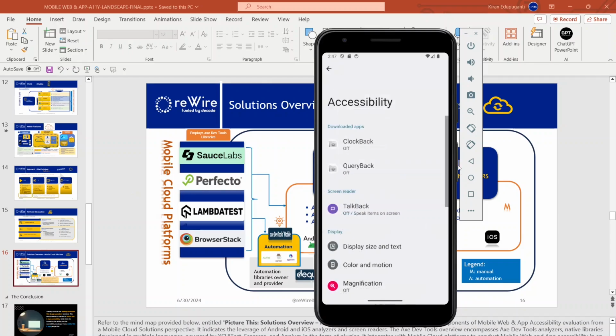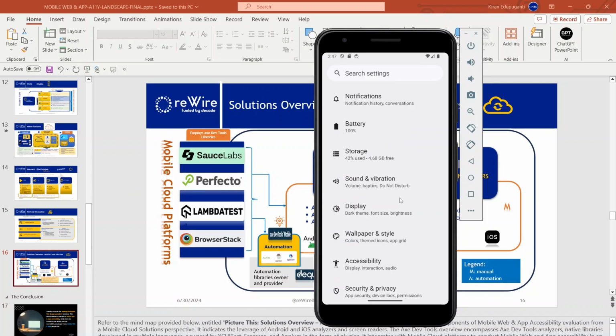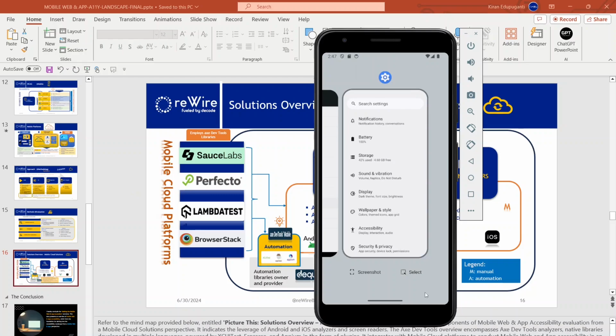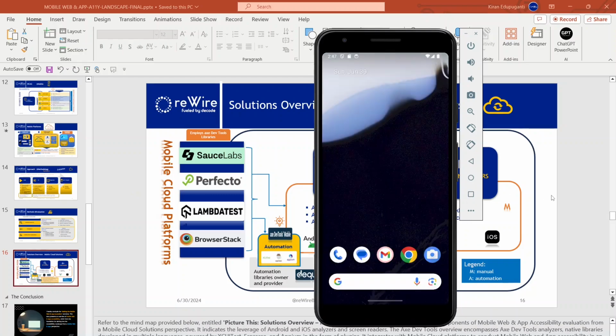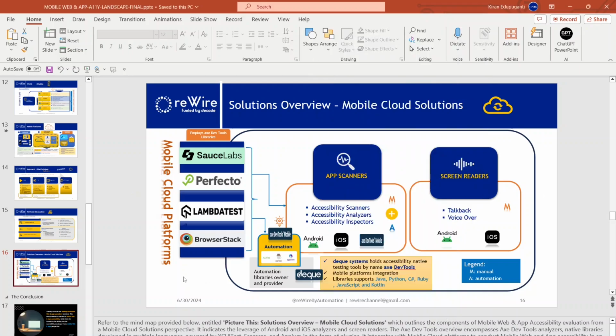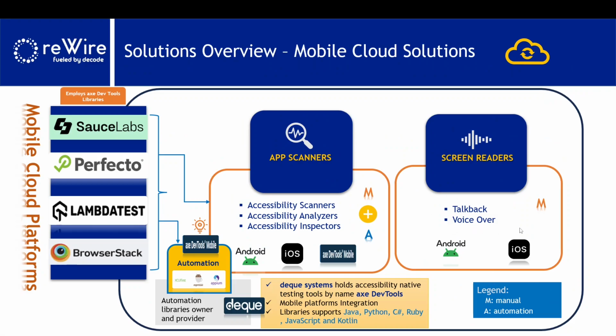So like this, you need to activate it and go to the application, and then you can read your application accordingly. It's better if you have a test device in hand, so you can easily navigate the application. But yeah, that's about TalkBack. Like this, in iOS we have VoiceOver, so you need to enable that, and you can use VoiceOver to navigate the screens like that.